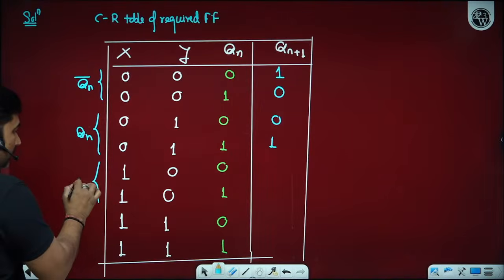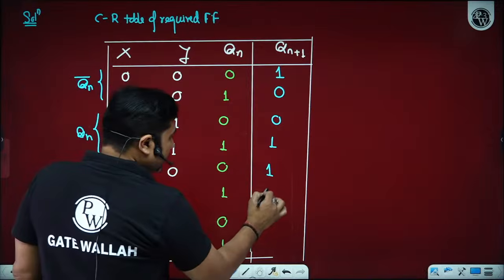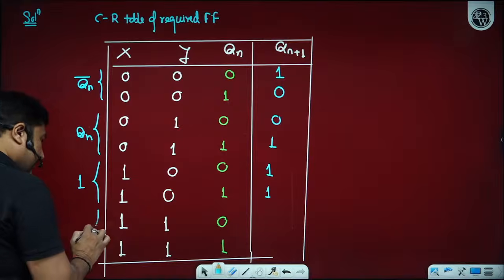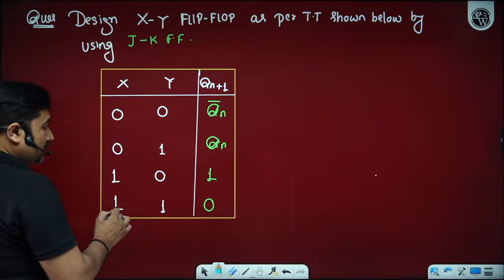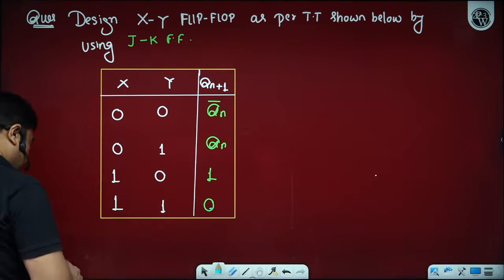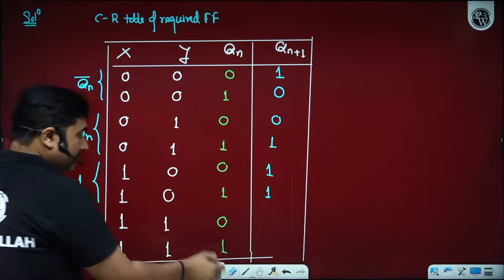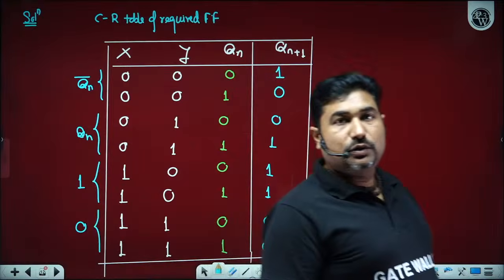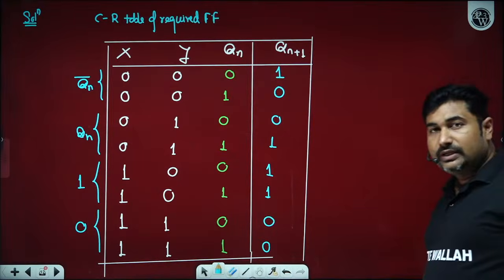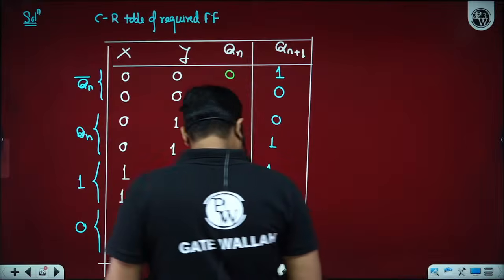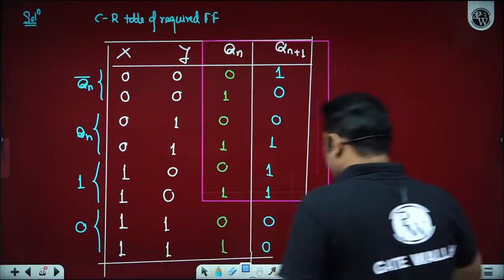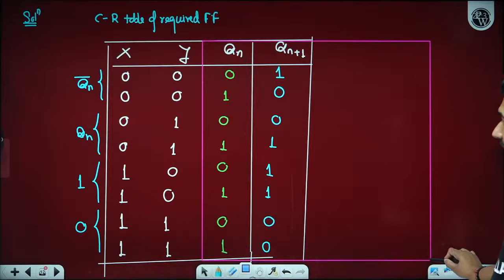For 1, 0 you want next state as logic level 1 irrespective of the present state. And for 1, 1, for X1, Y1, you want next state to be 0. So irrespective of the previous state you want 0. All of you able to understand how to fill the characteristic table now? Great. Once you have the characteristic table, the next step is to write the excitation table from the characteristic table.